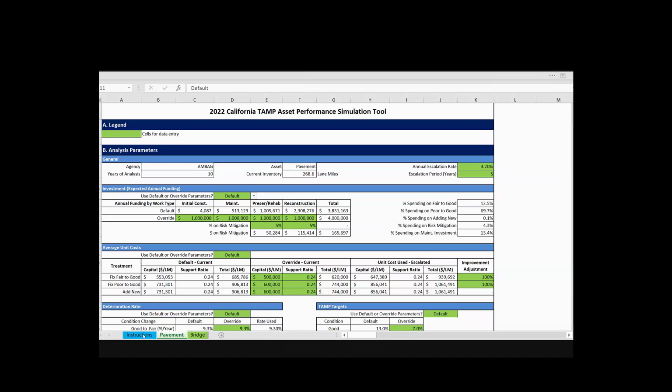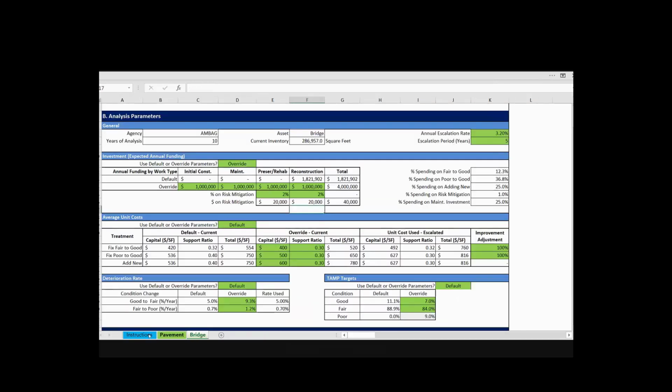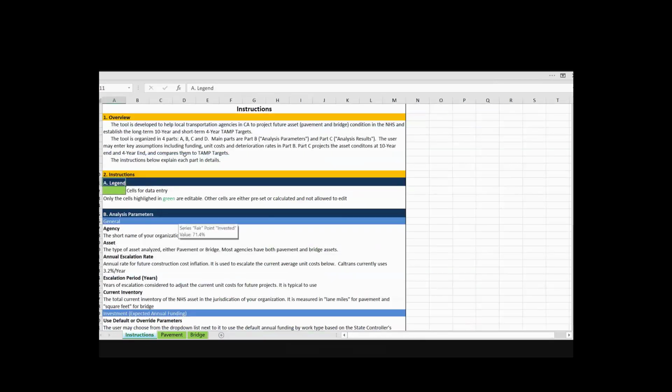So this tool is developed as an Excel spreadsheet. It includes both the instruction and also the calculation or tool tabs. The instruction just explains this tool, payment or bridge, in detail. It's now in development.